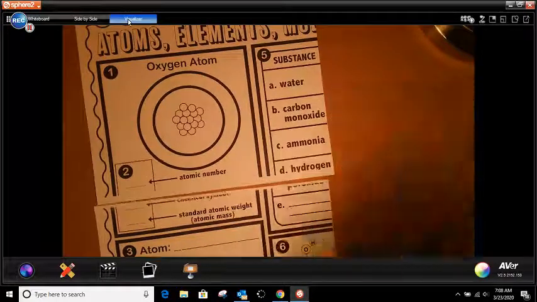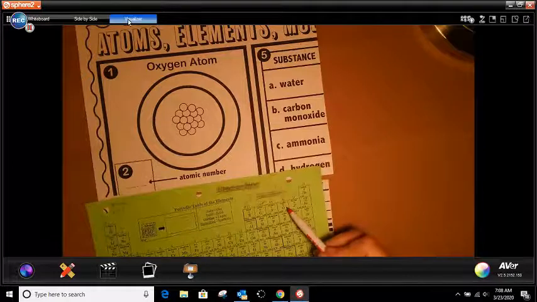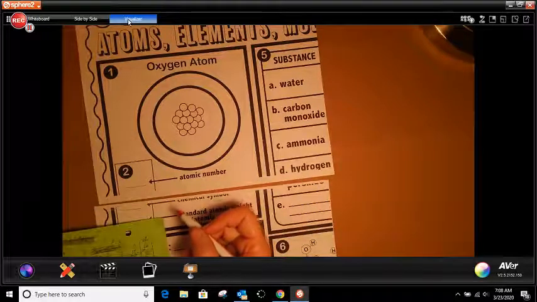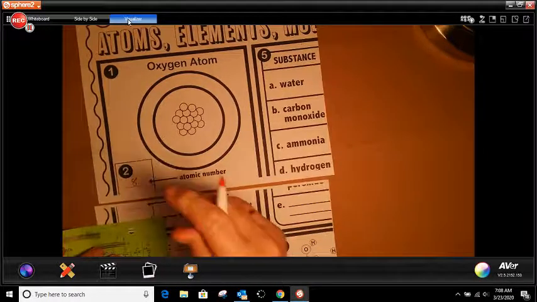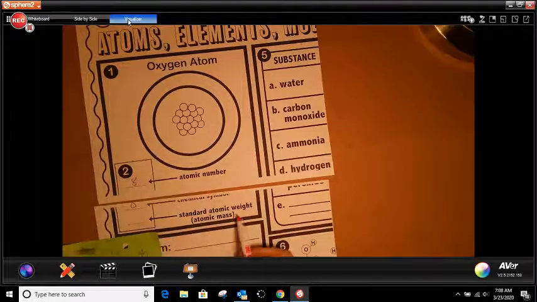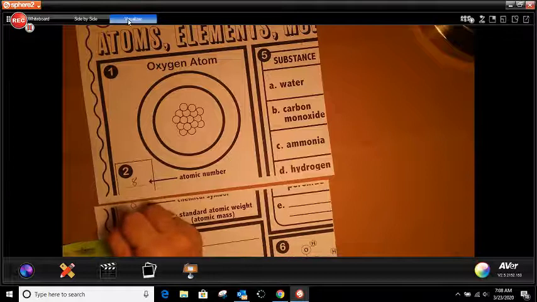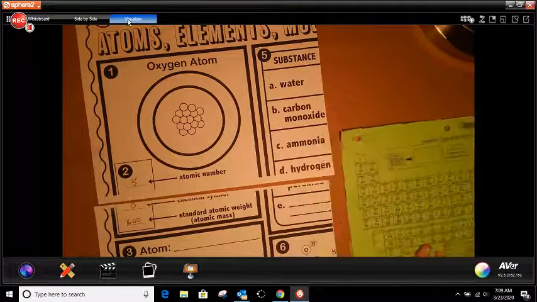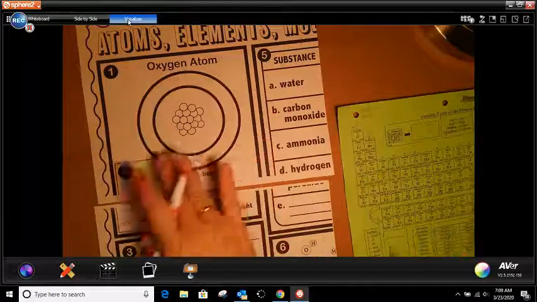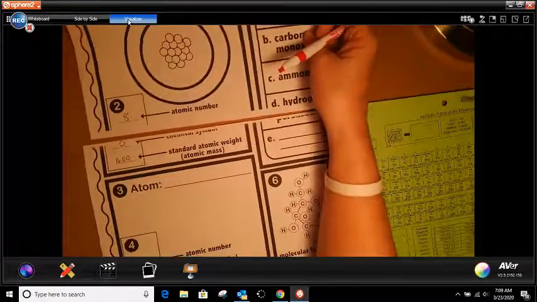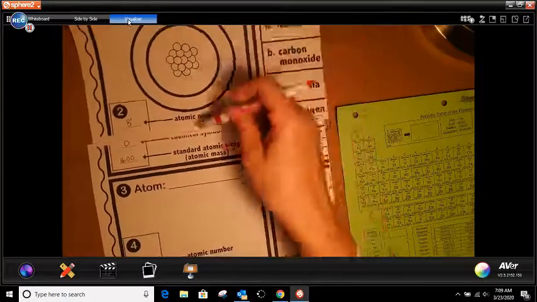The first thing it's asking for is, this is an oxygen atom. If we look on our periodic table for oxygen, it says 8, O, and 16. So my atomic number is 8, my element symbol is an O, and my AMU is 16, right? That's the first thing you're going to do, is fill out that part of it. Now you have to color this, which I will show you a colored one when I get done.